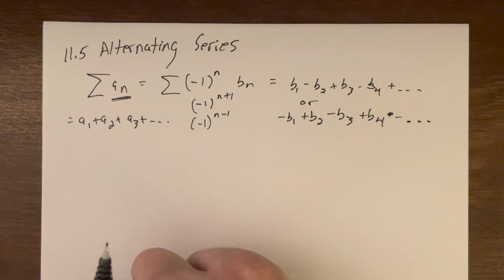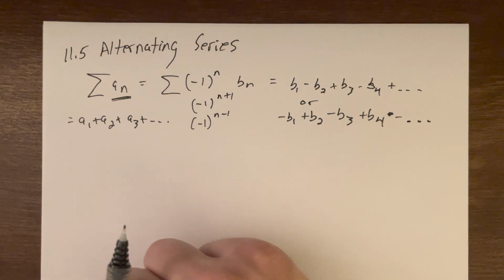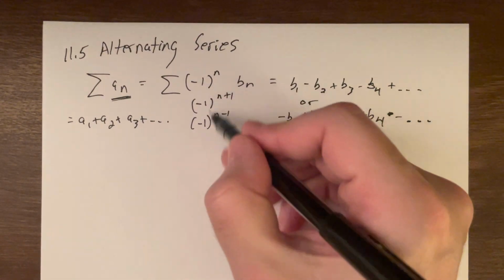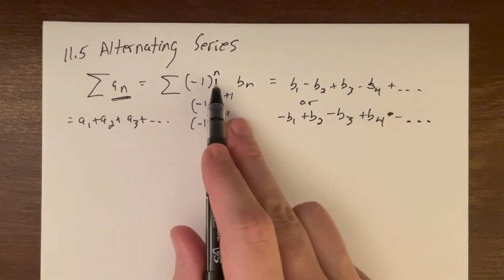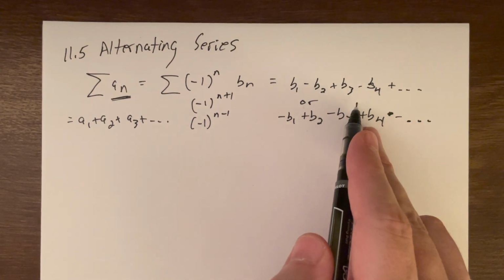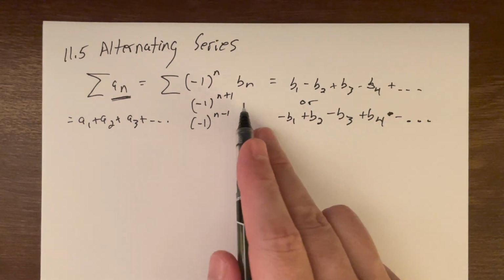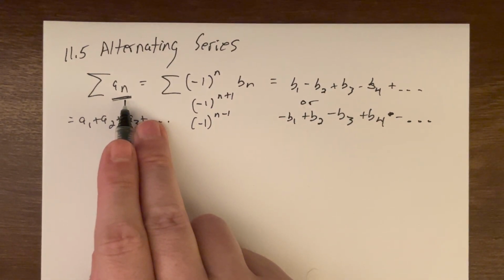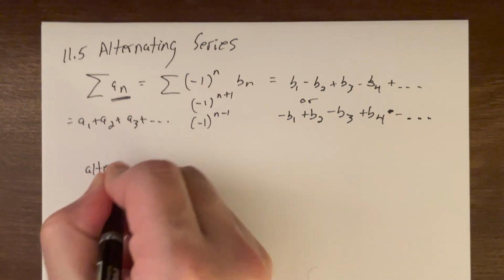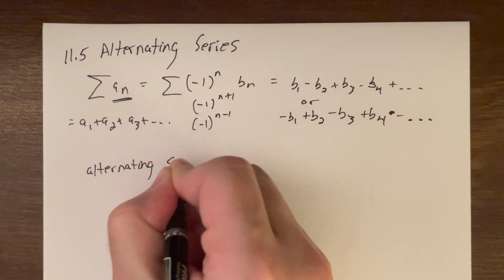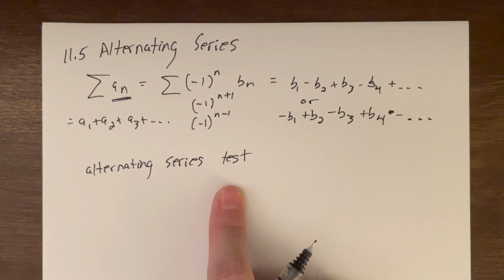So right off the bat, can't use any comparison tests on here. The whole idea of comparison tests was that we always had positive terms. Once you introduce a piece like this, obviously we're not just dealing with all positive terms, but specifically these pieces are forcing that alternating sign from positive to negative. So that's our whole key, because if we can see a series has that form, then we can apply the alternating series test. It's a specific enough series that it gets its own specific test.